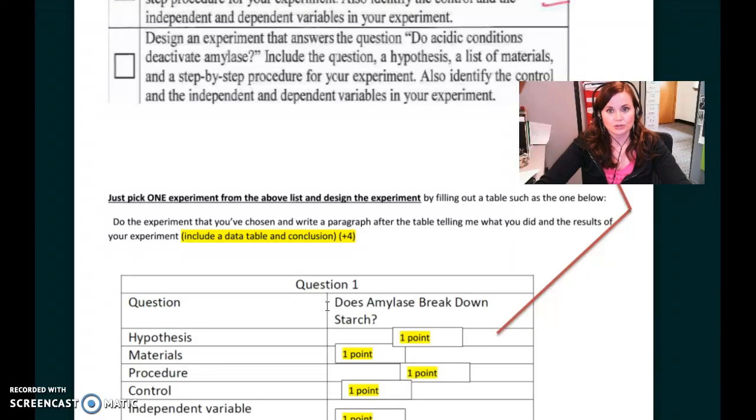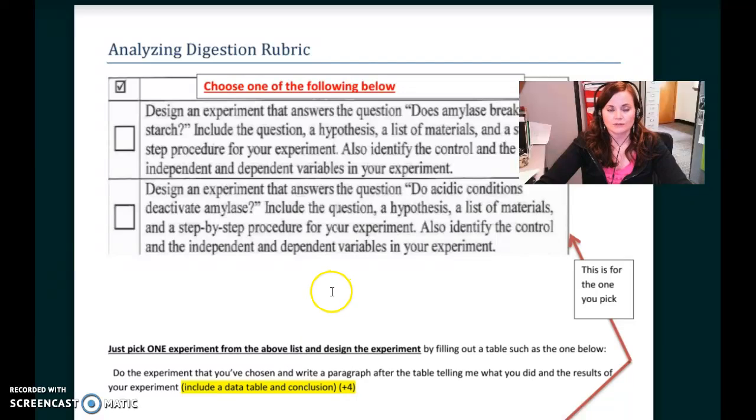I do not want you to do the other part, which has to do with the food pyramid and that kind of stuff. We're not going to be doing that. It's too much work for 10 points. So this is all you do need to do.